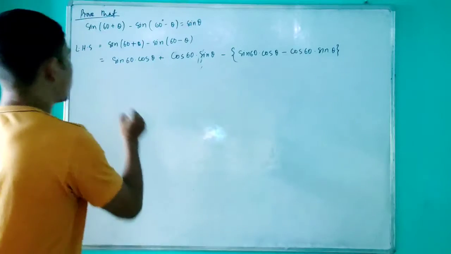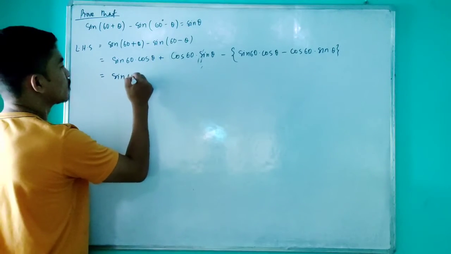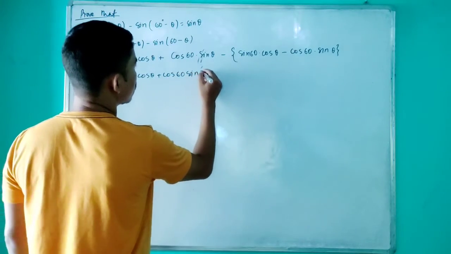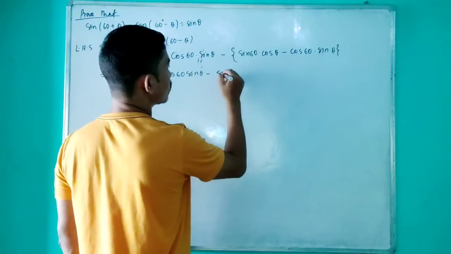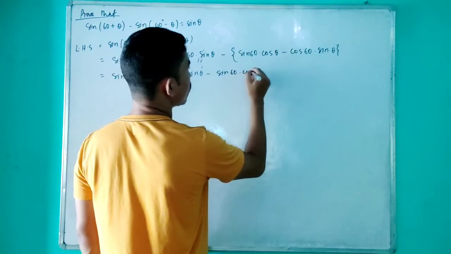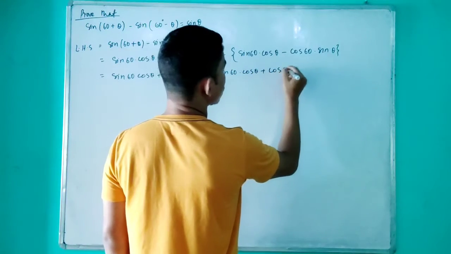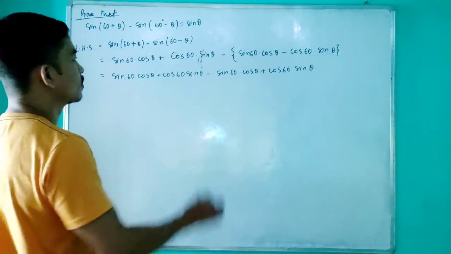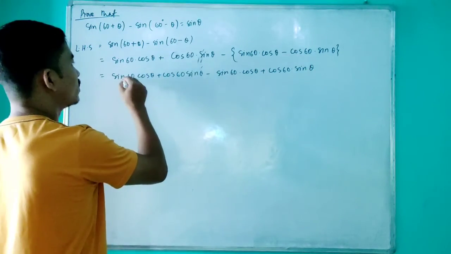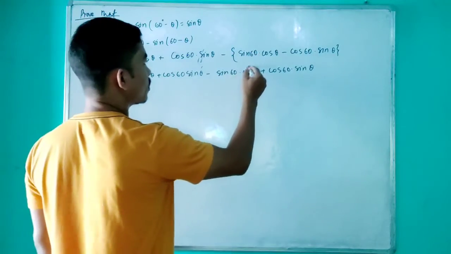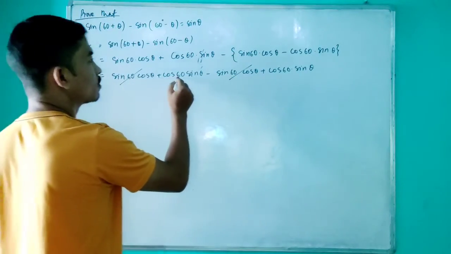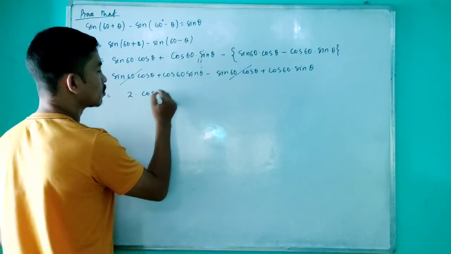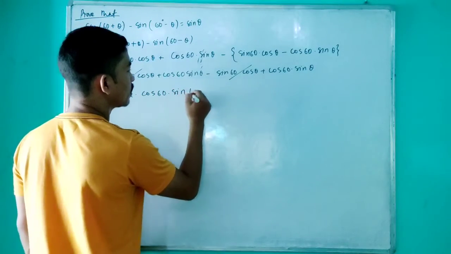Okay, so now opening the bracket, what will I get? I will get sin 60 cos theta plus cos 60 sin theta minus sin of 60 into cos of theta plus cos of 60 into sin of theta. Okay, so now what happens? Yes, sin 60 cos theta and minus sin 60 cos theta get cancelled, and cos 60 sin theta, cos 60 sin theta, I can write this one as 2 into cos of 60 into sin of theta.